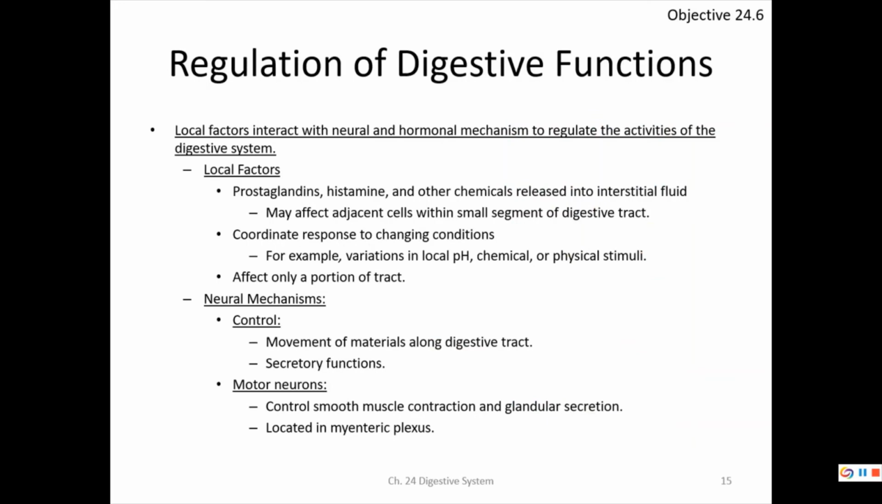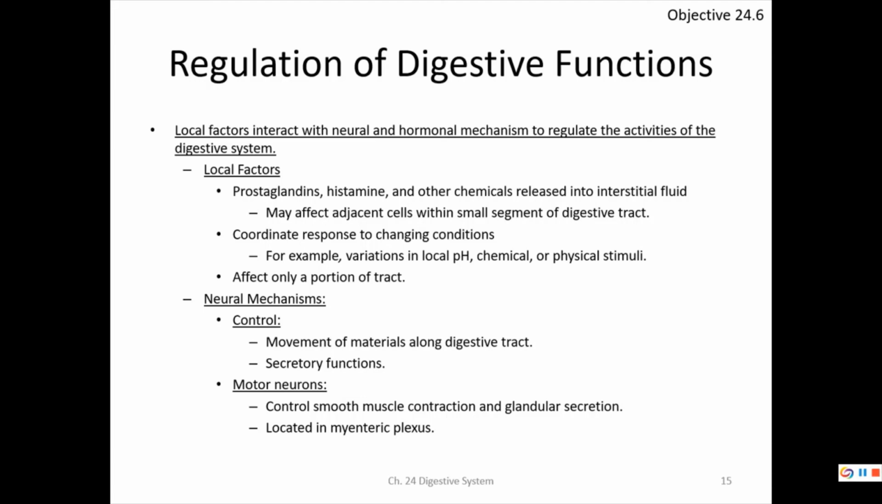Now, what is it that regulates these movement mechanisms, to regulate digestive tract movement and gland secretions? Well, there are two major factors, neural and hormonal. We already know that there are two major control systems of the gut. We already know the endocrine system and the nervous system control the body. Those are the two major control systems for the body. So we use neural and hormonal mechanisms.